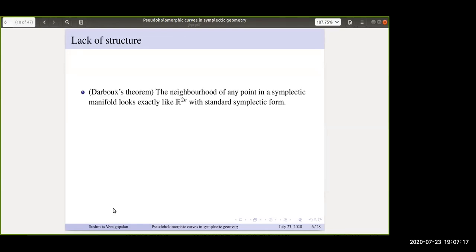One of the first theorems you learn in symplectic geometry is that the neighborhood of any point looks exactly like any other point, for a manifold in the same dimension. So dimension is the only local invariant in a symplectic manifold. In particular, if you're given a point in a 2n-dimensional symplectic manifold, a neighborhood of that point looks exactly like R^2n with the standard symplectic form. This is called Darboux's theorem.